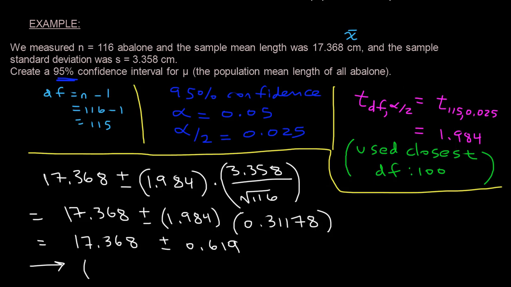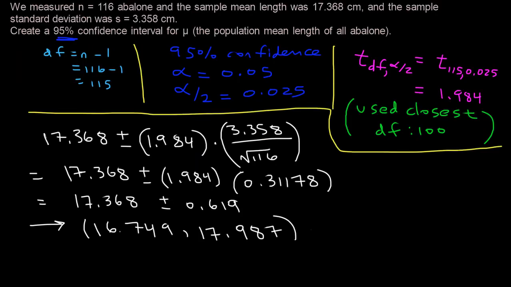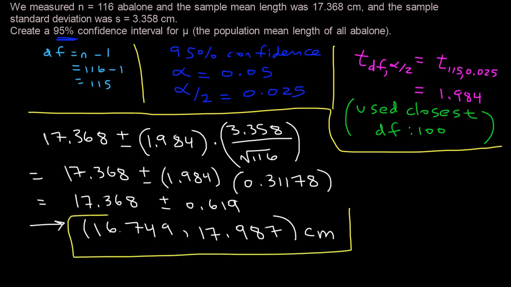That is 16.749 up to 17.987. Because this was measured in centimeters, we should include that for completeness. And this is our answer. So I'm going to put it in a box, and that feels great. This is our 95% confidence interval for mu.